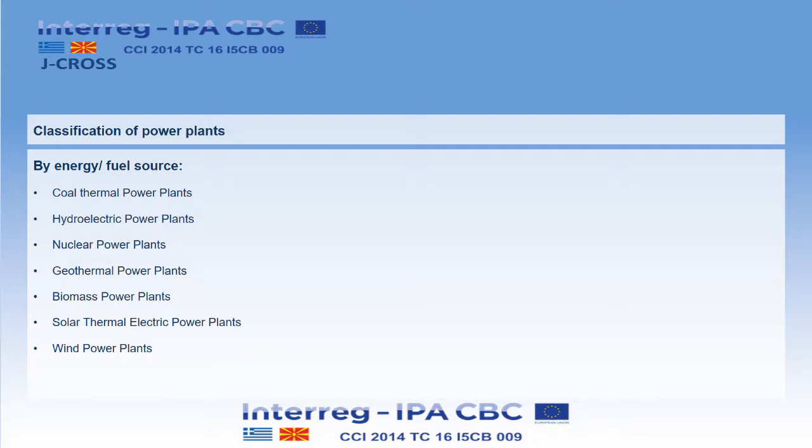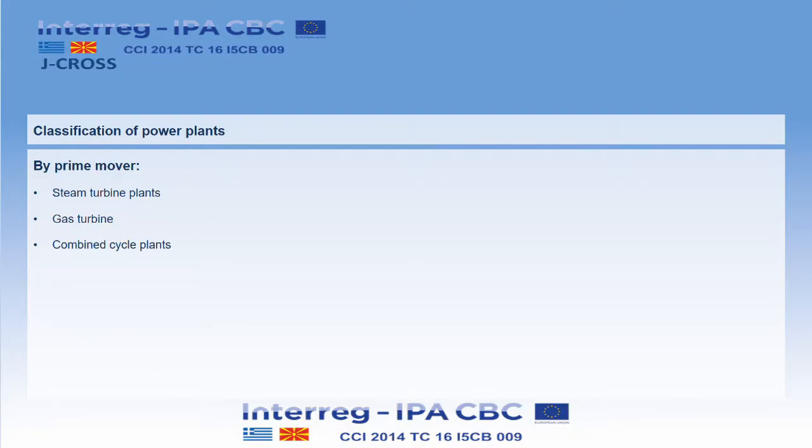By energy and fuel source: coal thermal power plants, hydroelectric power plants, nuclear power plants, geothermal power plants, biomass power plants, solar thermal electric power plants, wind power plants. By prime mover: steam turbine plants, gas turbine, combined cycle plants. By duty: baseload power plants, peaking power, load following power plants.